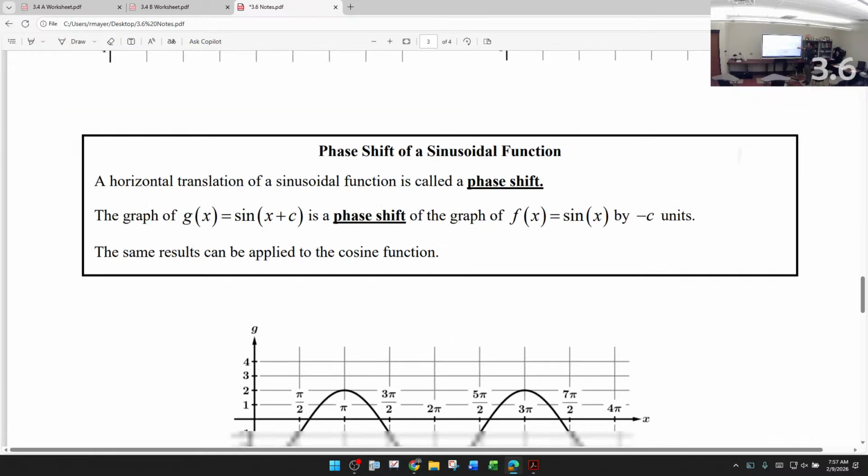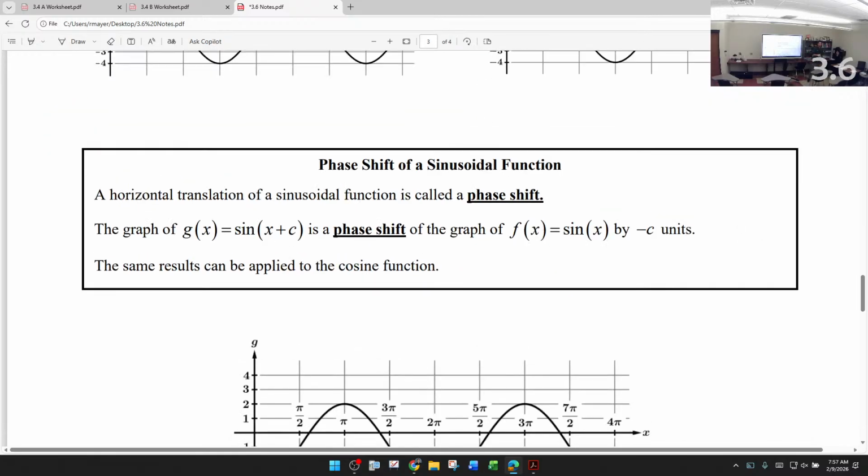Okay, now let's talk about the phase shift. This is the part where students start having big issues. Okay? Not 325 students. That's you guys. This is room 325.